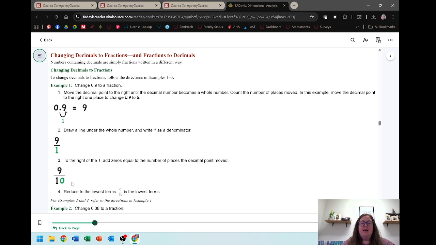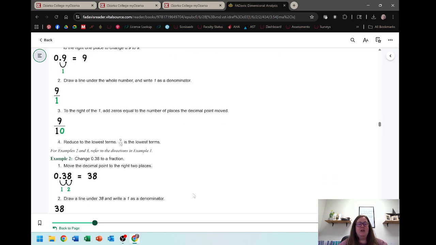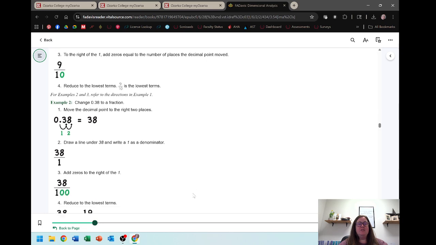Now, don't forget, once we do this, we have to reduce to lowest terms. In this case, it was already in lowest terms, but for example, if that was 0.8 and we made it into 8/10, to reduce to lowest terms, we would divide both of those by 2, and it would have become 4/5. So always, always, always make sure that we've reduced to lowest terms when we're dealing with fractions.